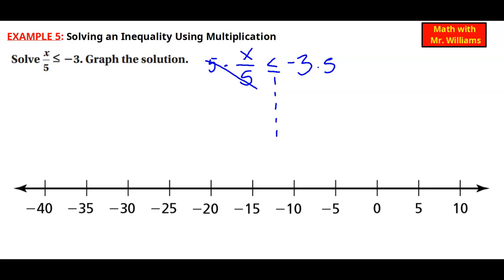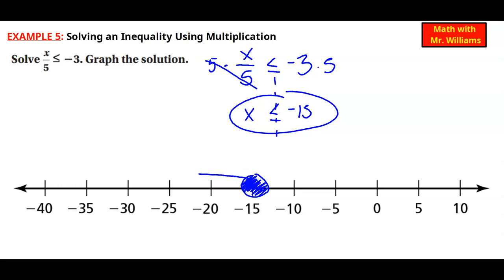The 5s on the left will cancel out. When you multiply and divide by the same number, they cancel, leaving me x is less than or equal to negative 3 times 5, which is negative 15 as an answer. Okay, so we see that x is less than or equal to negative 15, so we identify the negative 15. Because it is also equal to it, we're going to use a filled in circle. And now the x is on the lesser side of it, so we know the line goes to the left. So x is less than or equal to negative 15.